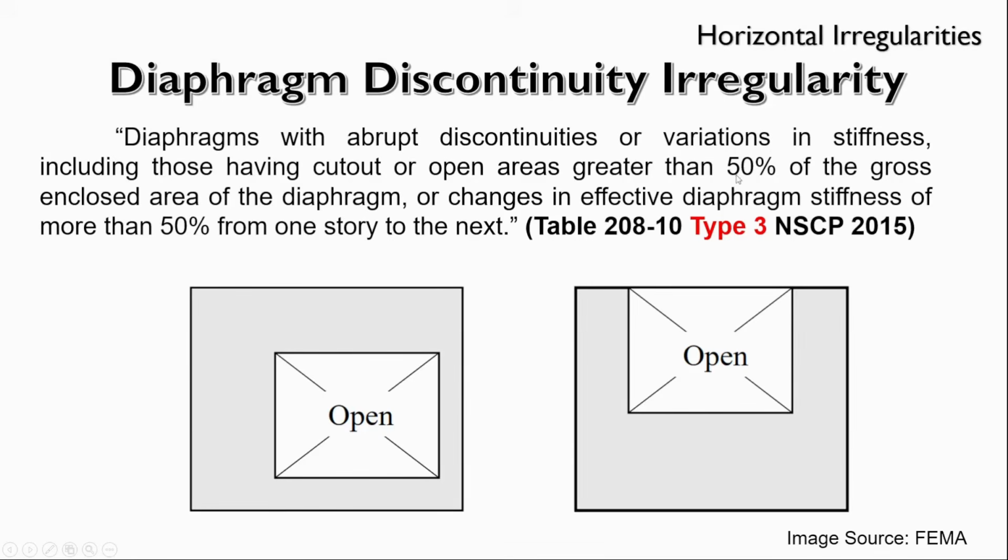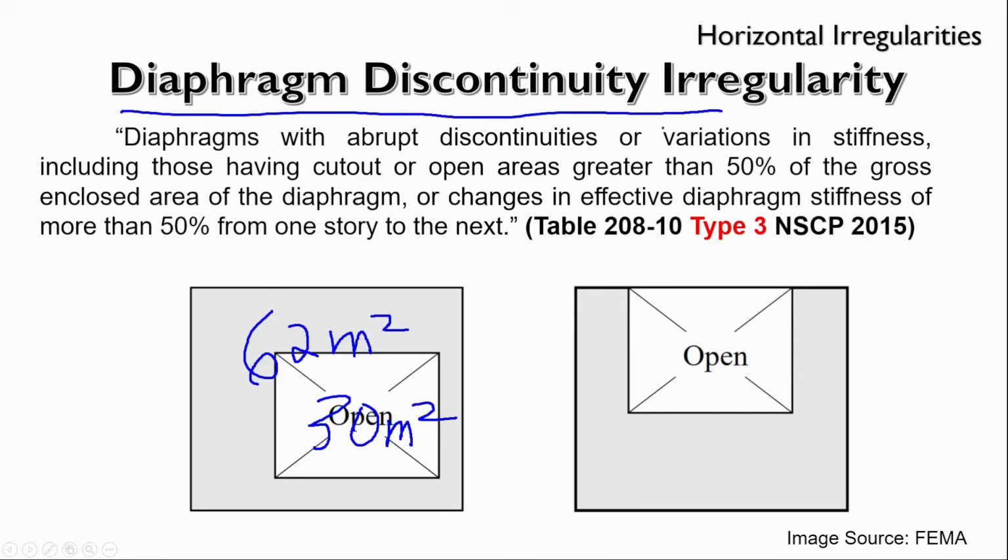So let's consider this first part. If this area is, let's say, 30 square meters, and this enclosed total area is 60 square meters, greater than, no? So let's say 62 square meters. As you can see, 30/62 is almost 50%. So in this scenario, we have a diaphragm discontinuity irregularity.